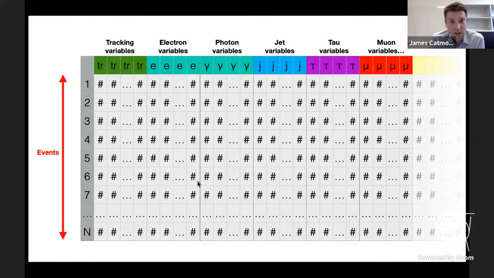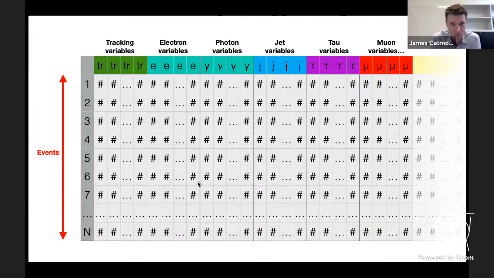And the way this data looks to a physicist is like a very large table split across many, many computer files. The columns of the table are different variables for different kinds of object. Now, you have different numbers of objects in each collision, so the number of columns can change, but this gives you a view of what the data looks like. And then the rows of this table are the events, and each row represents a single event.